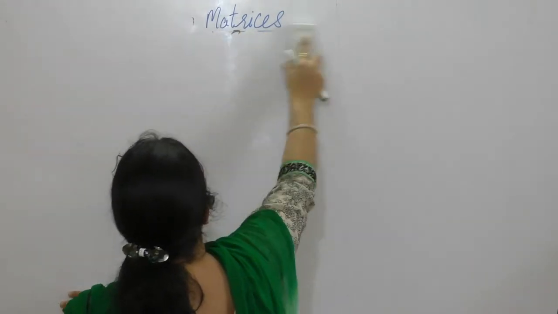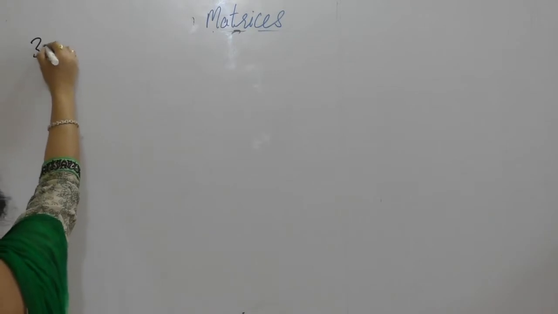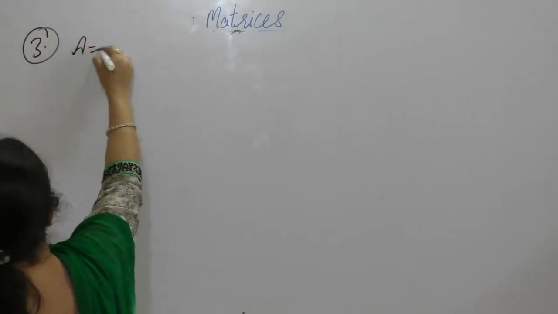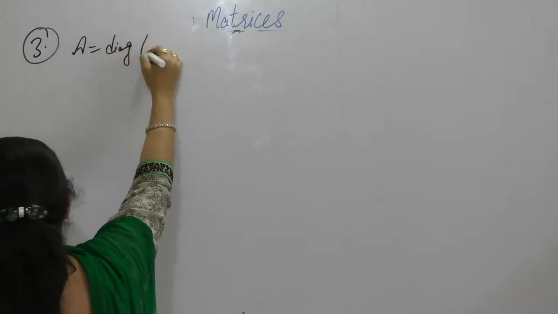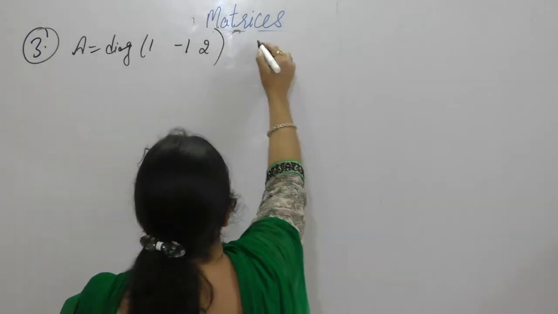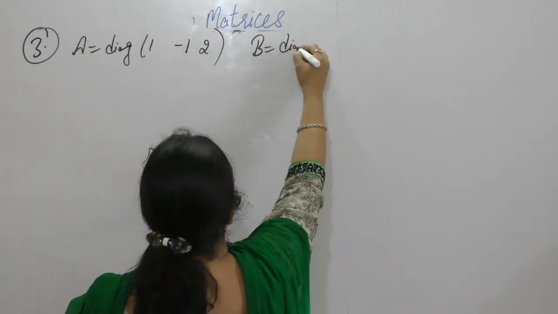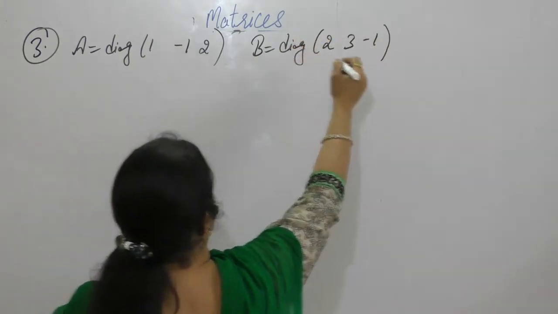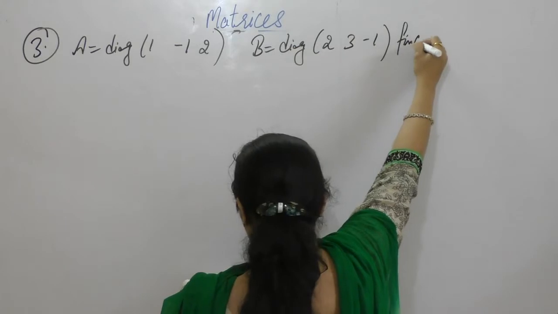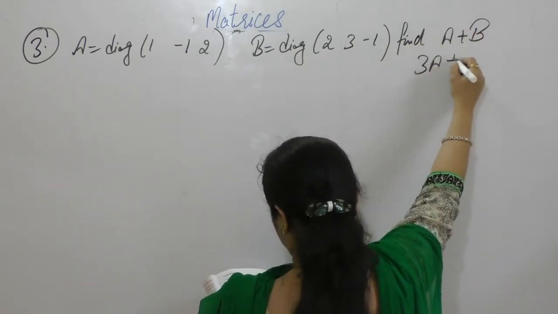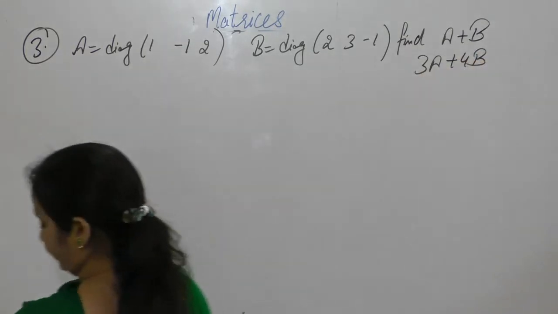Now the next question is question number 3. If A is equal to diag(1, -1, 2) and B is equal to diag(2, 3, -1), find A plus B and 3A plus 4B.